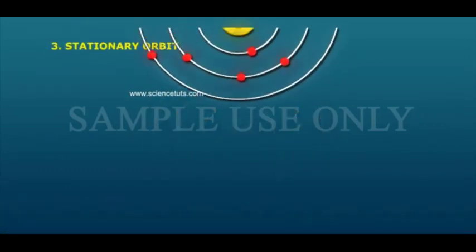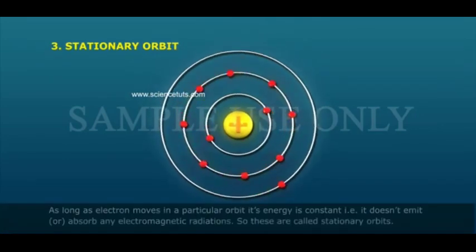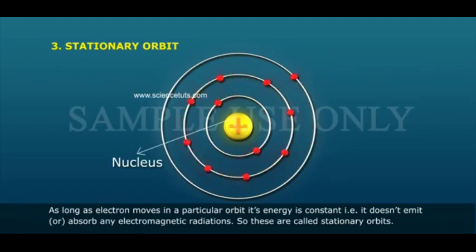3. Stationary orbit. As long as an electron moves in a particular orbit, its energy is constant, that is, it does not emit or absorb any electromagnetic radiation. So, these are called stationary orbits.